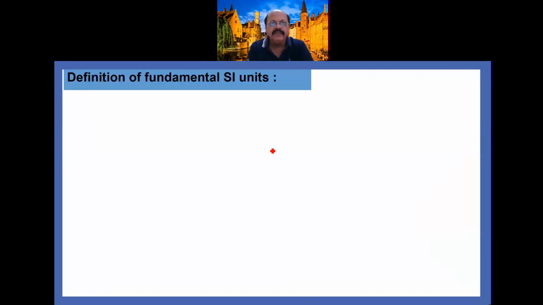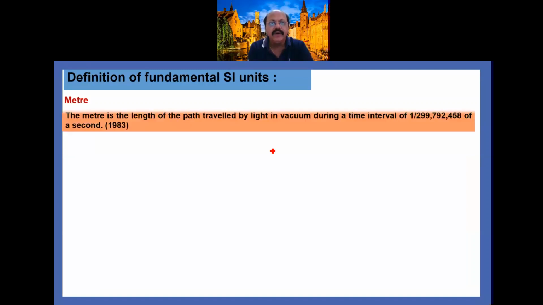So first you see the definition of fundamental SI units. The first is meter. So what is 1 meter? The meter is the length of the path traveled by light in vacuum during a time interval of 1 upon 299,792,458 of a second, and this definition was given in 1983.